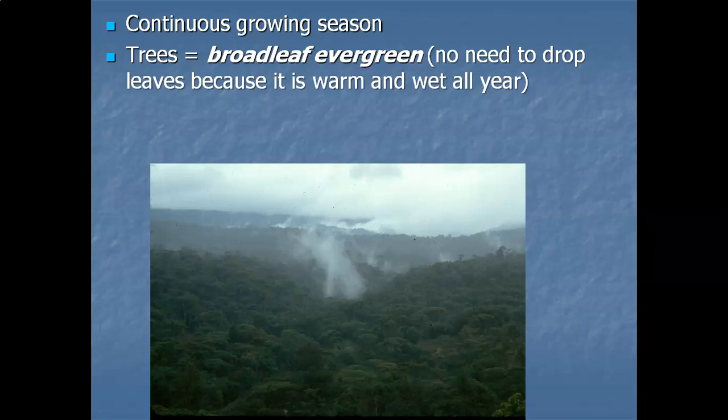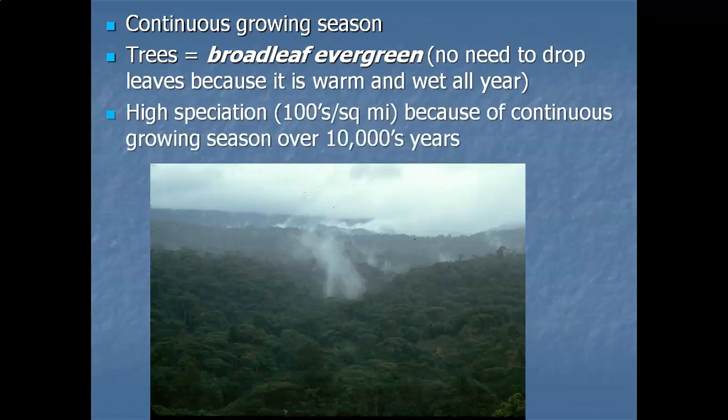Now there is a period of leaf regeneration here and there, but there's no major period of leaf drop like we have during the fall of the year in the northern hemisphere. Anyway, there's no need for the trees to drop their leaves. Trees are only going to do that if there's a period of drought or if it's too cold, and so they'll go dormant. And so the trees are broadleaf evergreen.